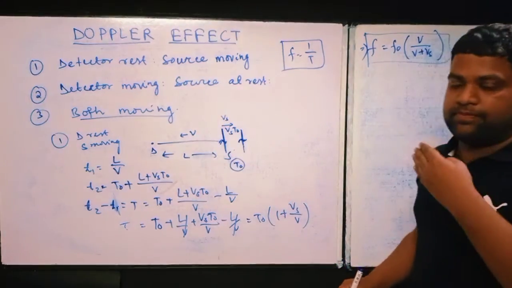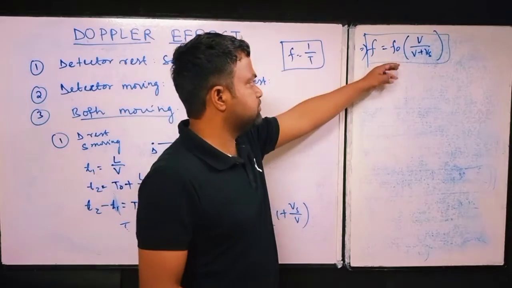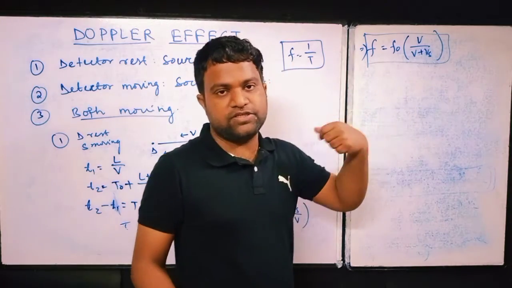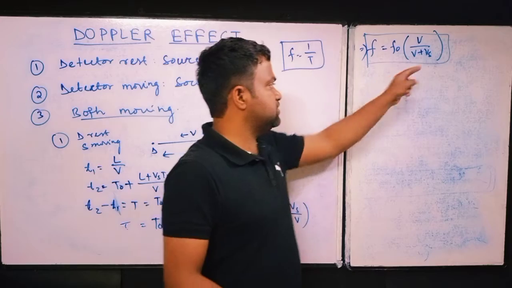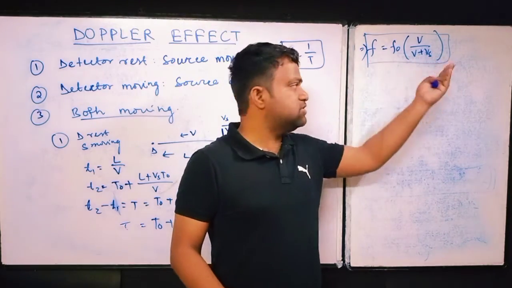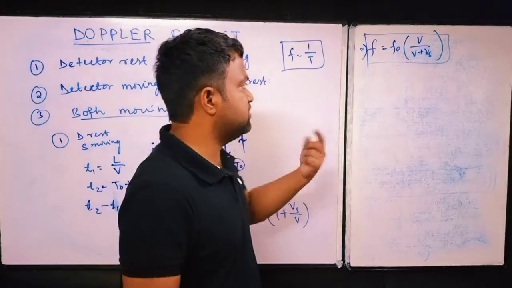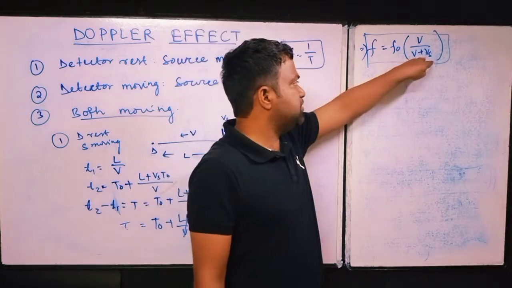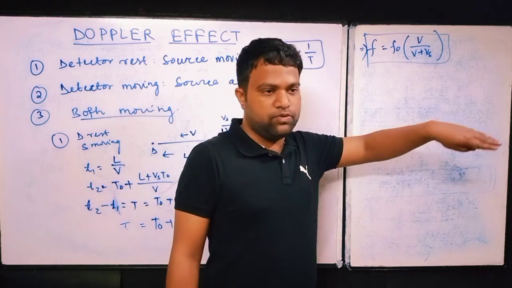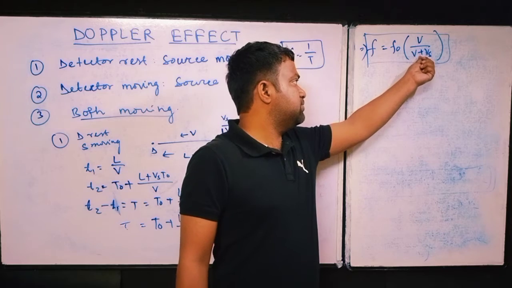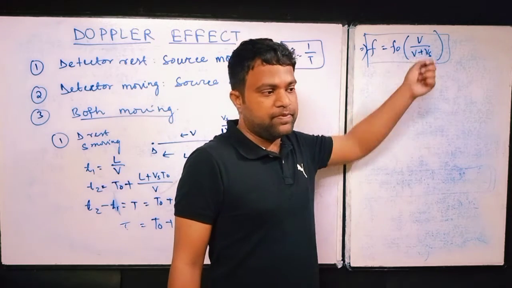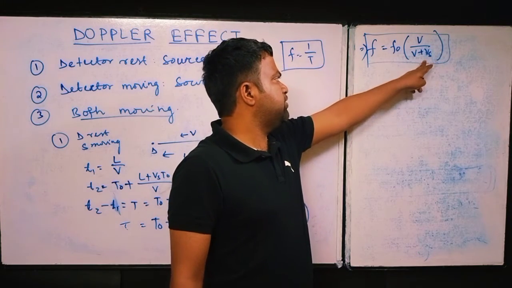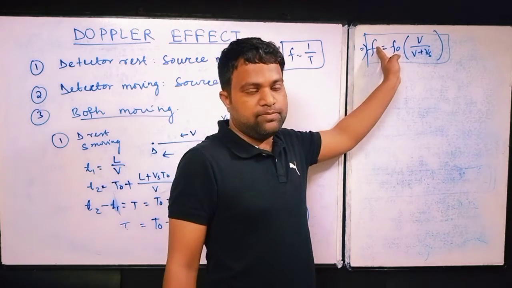When the source comes towards the detector, you just replace the source velocity with a negative sign, because the direction is changing. Now see the denominator, V plus Vs. When the source is moving away, you get plus, which means the denominator is more. A larger denominator means the modified frequency will be less.